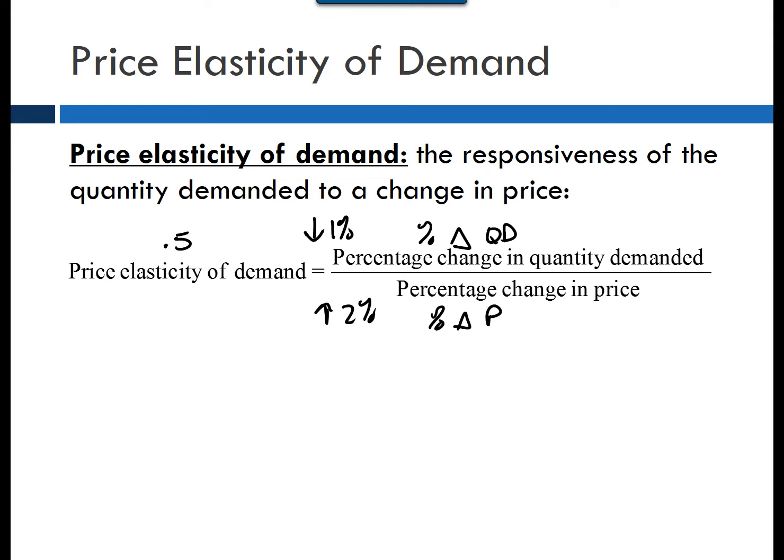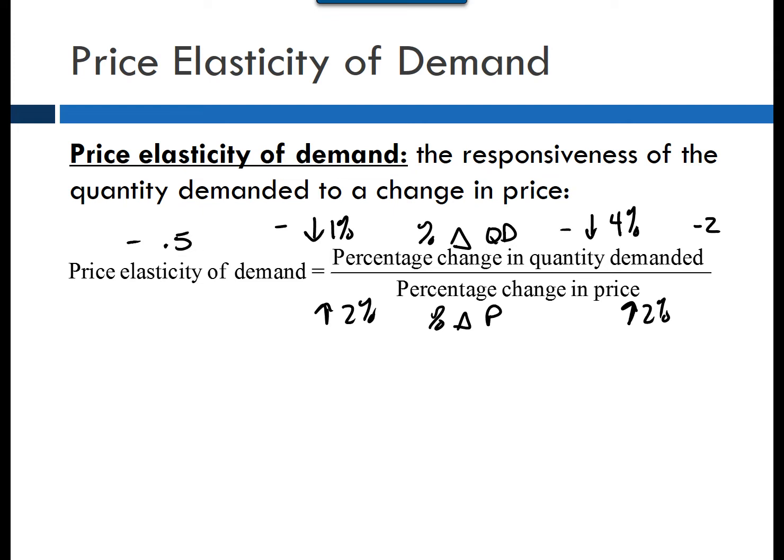If, however, the price went up by 2% and that caused a 4% decrease in the quantity demanded, we raised our price by 2% and the quantity demanded, or the amount we sold, went down by 4%, that would be -2. Sorry, those are both negative because this is going down, right? And this is going up.